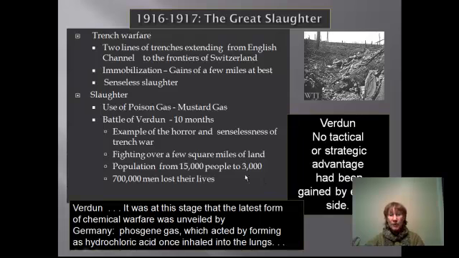It was during this time also, during the period of trench war, that poison gas was used. This is like the beginning of something really horrible. And the result was that people died without any sense.